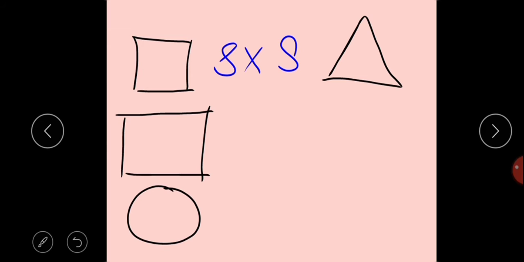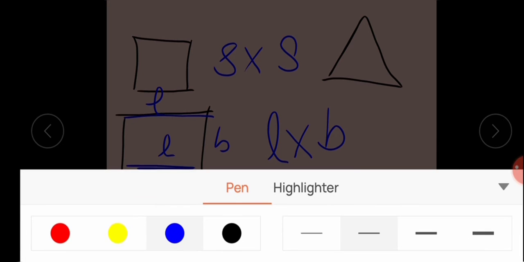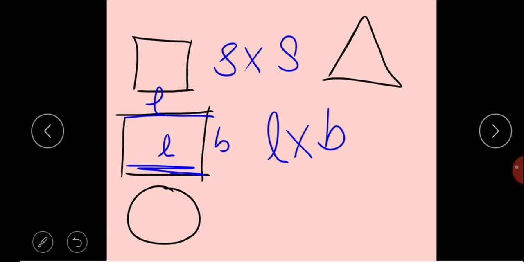When we talk about the rectangle, we know that the longest part or the lying part is known as the length and the standing part is known as the breadth. So to calculate the area of a rectangle, we will just have to multiply length multiplied by breadth. And we know that the opposite sides are equal. So this and this sides are equal, and this breadth is equal to this part.